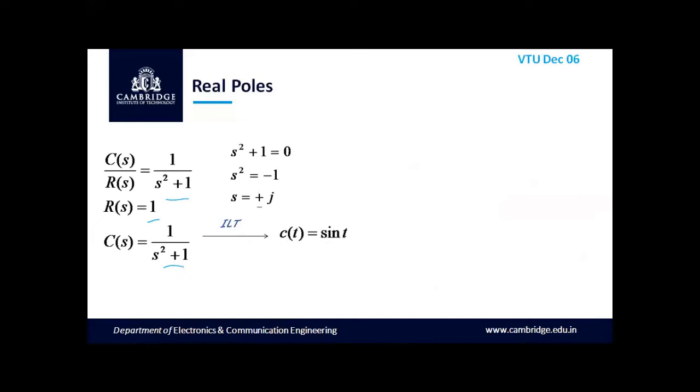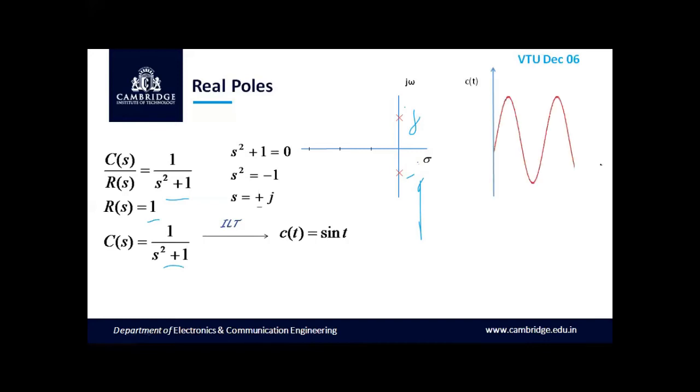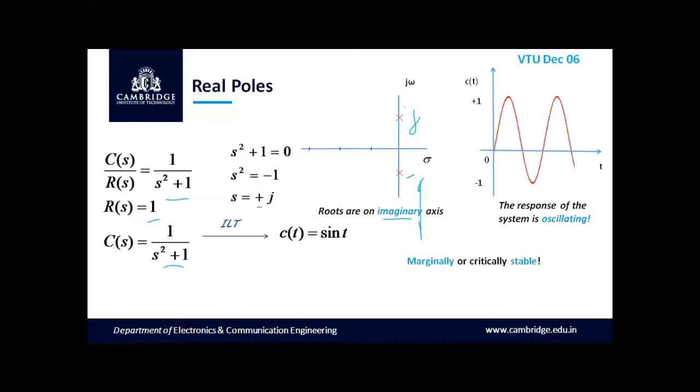So let us plot the location of the poles in the S-plane and let us look into the response C of t. So we have two poles on the imaginary axis, one is plus j and the other is minus j. And if you look into the response, the system is oscillating in nature when the roots are on the imaginary axis. Hence, we can say that the system is marginally stable or critically stable.